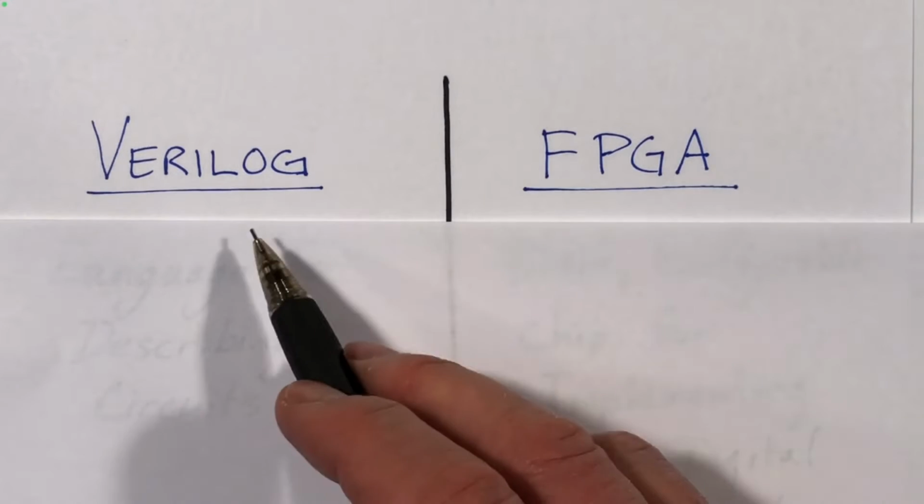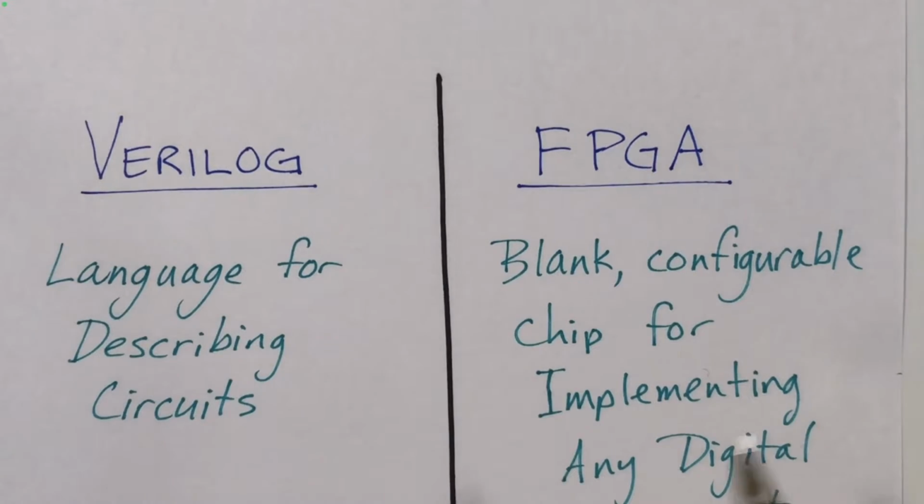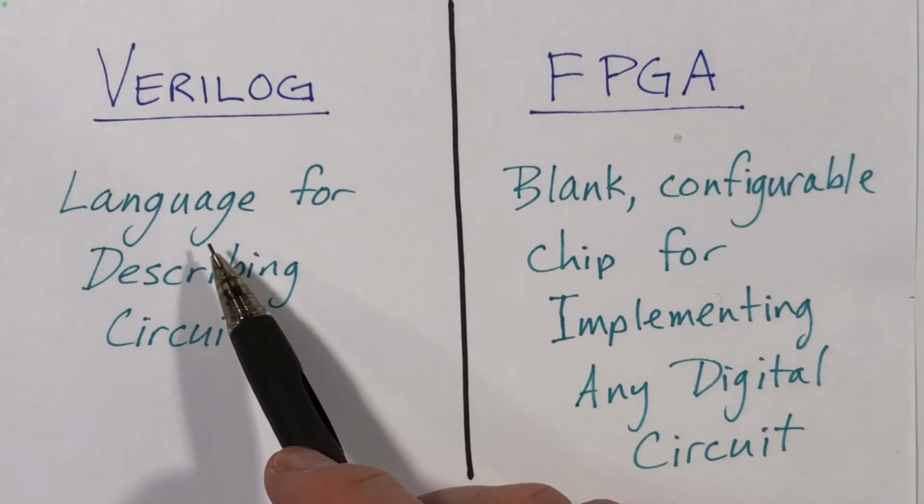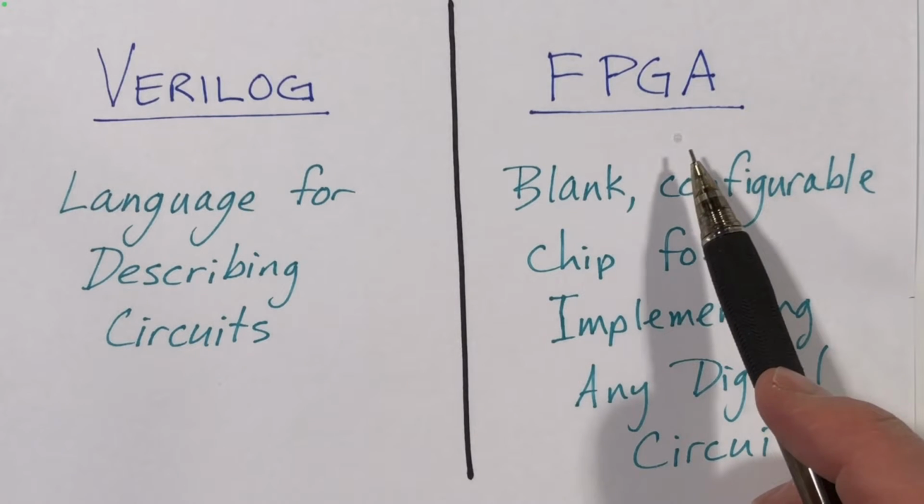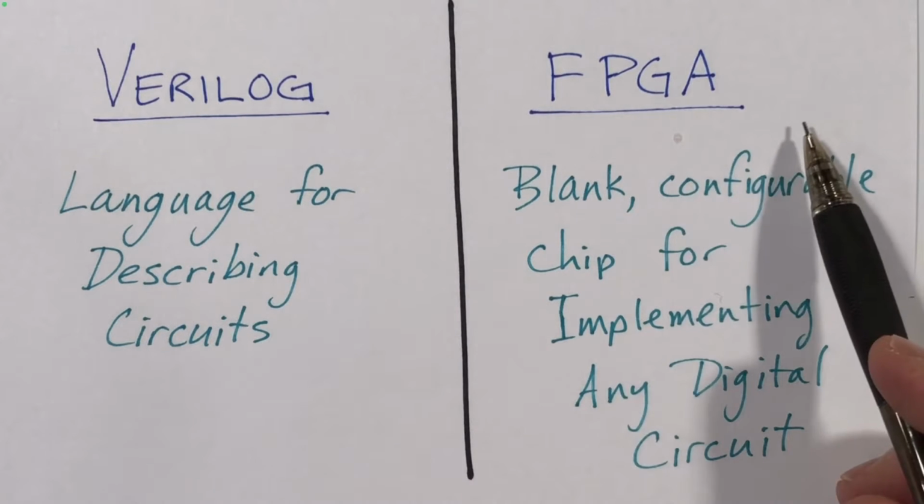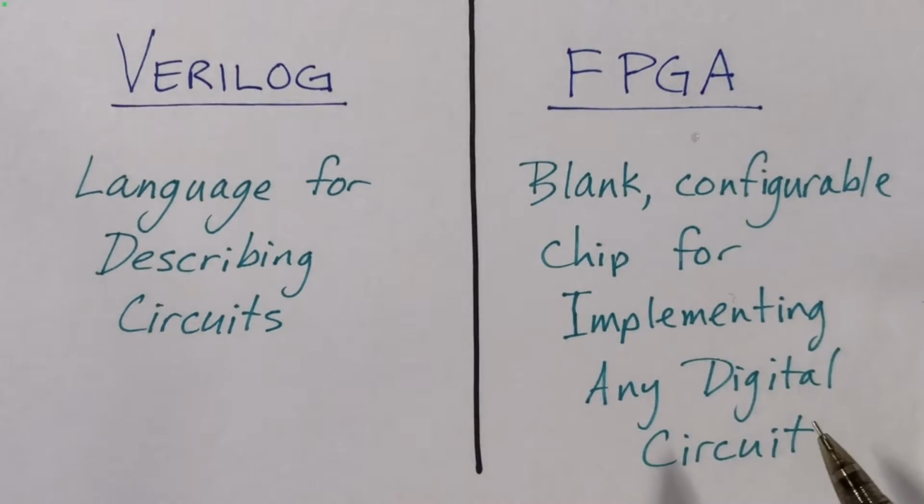What is Verilog and what is an FPGA? Well, Verilog is a sort of programming language in which you can describe digital circuits. An FPGA is a type of integrated circuit chip. It's a blank configurable chip on which you can implement pretty much any digital circuit.